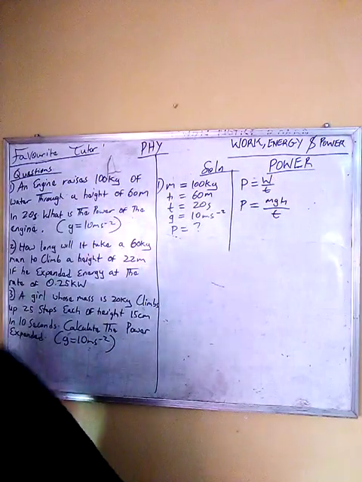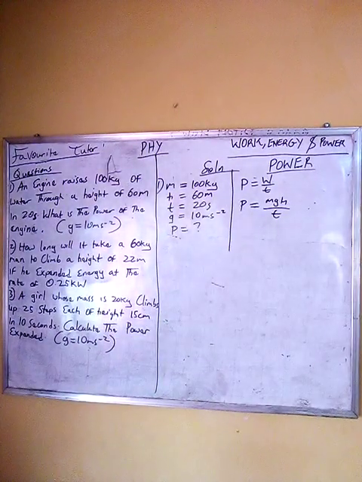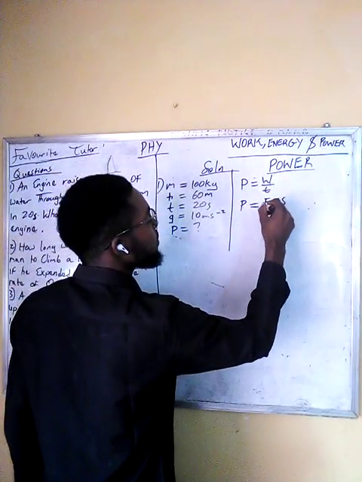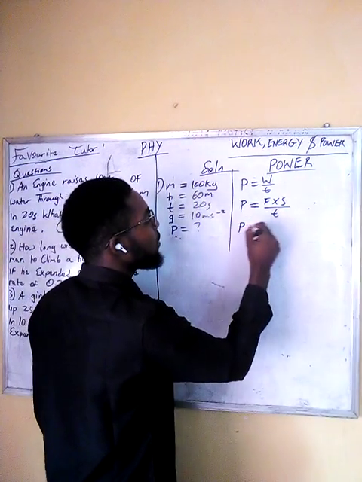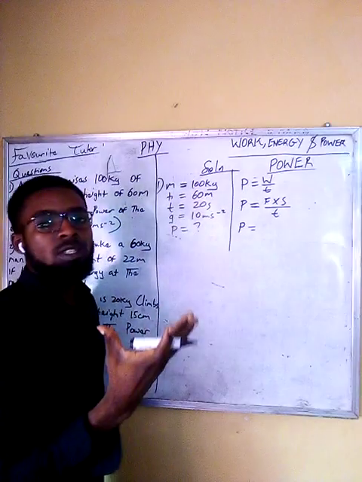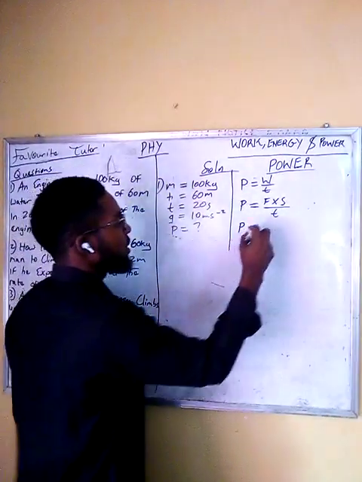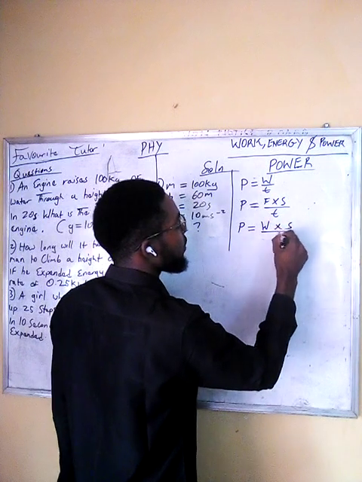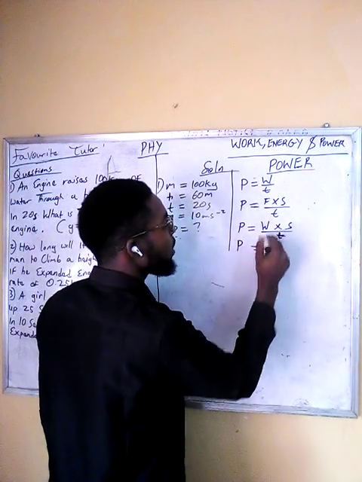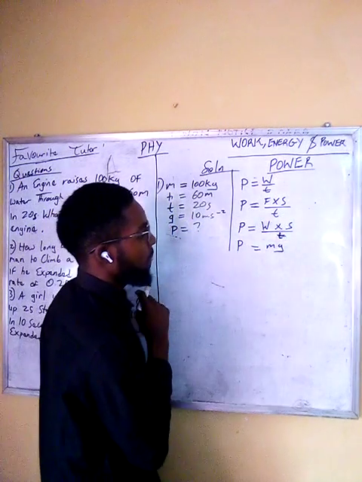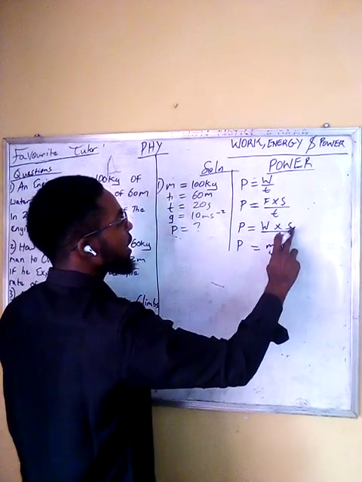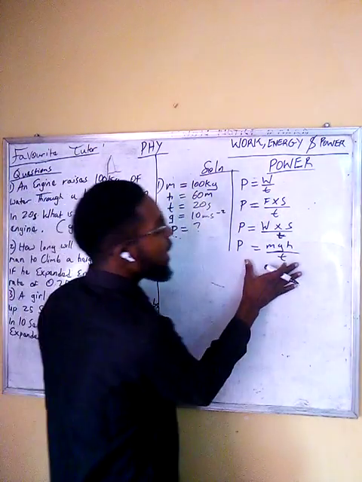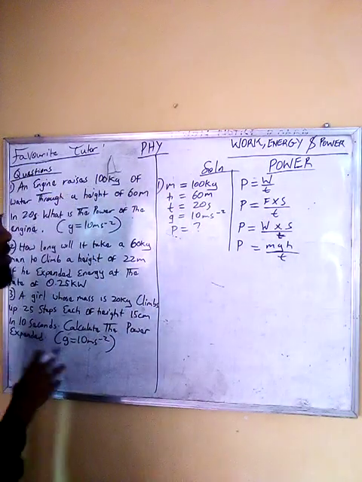Let me wipe this out and do it again. We know that work done is force times displacement over time. Since it involves gravity, there is weight. It's the same thing as saying weight times distance over time. What is weight? Weight is mg. And the displacement, which is x, will now take height over time. So we will use this equation to evaluate this question.